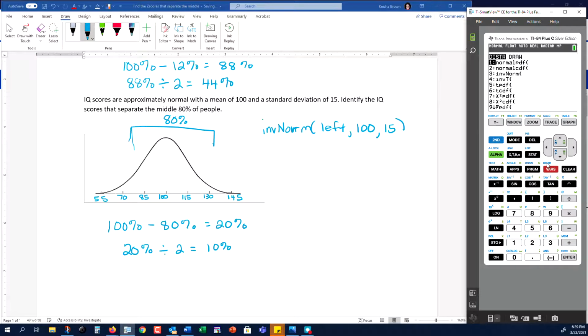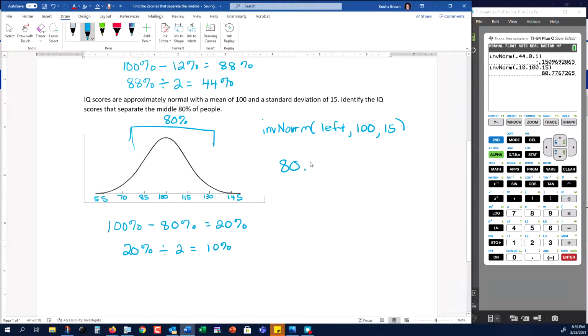Second vars takes us to distributions, inverse norm, our area that's on the left, 0.10. Our mean is 100. Our standard deviation is 15. And our IQ score is 80.78. So that will give us the value on the lower side.